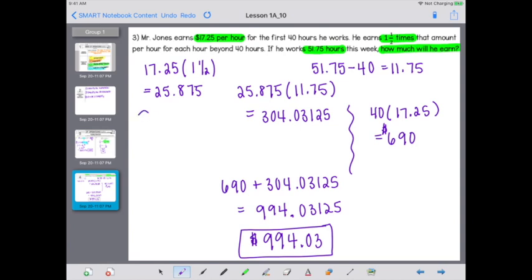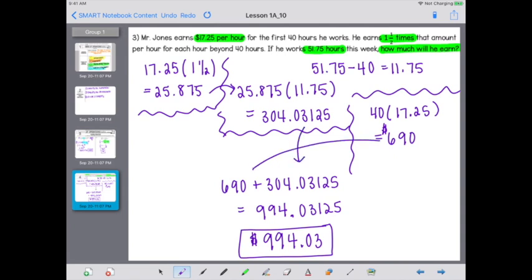The time and a half, how much extra he would make, and then the regular 40 hours. All used. This is used here. This will be used here. That will be used here. All of this is used to find $994.03.